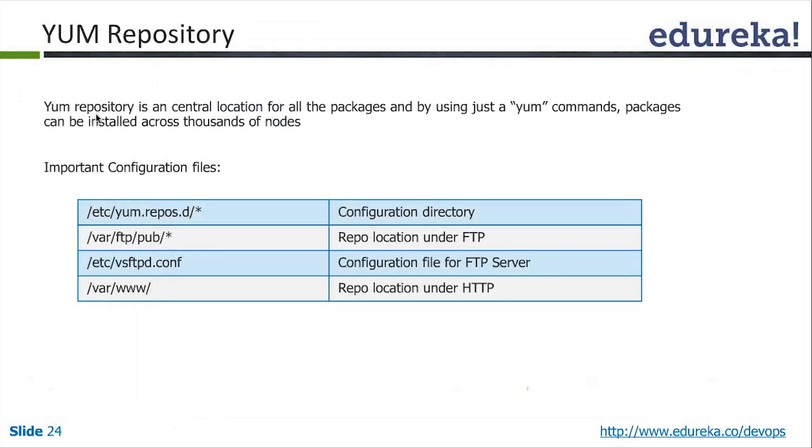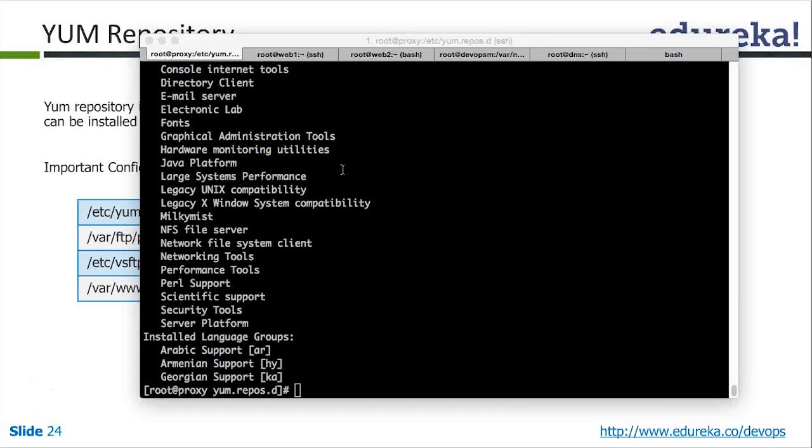So a Yum repository is a central location for all packages, and by using just a Yum command, packages can be installed across thousands of nodes. Now, the first thing you need to know is what your central locations are. So this is the place.